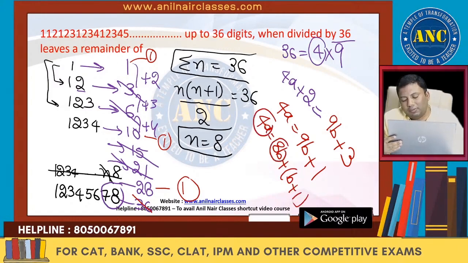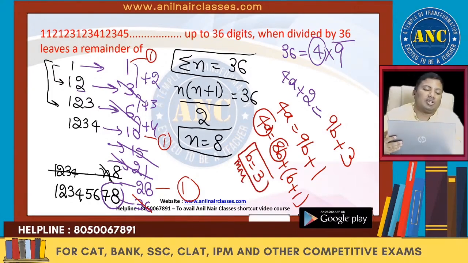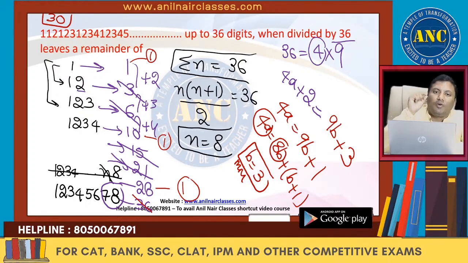8b is divisible by 4, so b plus 1 should be divisible by 4. So the minimum value of b is 3. 9 threes are 27, plus 3. The answer is 30. Is the idea clear?